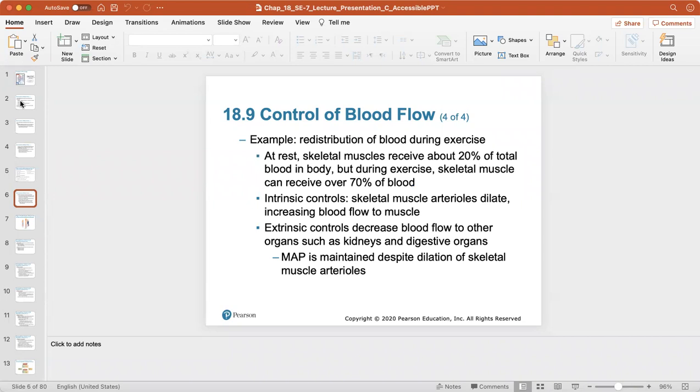So one example is the redistribution of blood during exercise. At rest, your skeletal muscles receive about 20% of total blood in the body, but during exercise, your skeletal muscles can receive over 70% of the blood. And that's because your muscles, when exercising, need blood because they need the oxygen to contract to create ATP. With intrinsic controls, the skeletal muscle arterioles will dilate, increasing blood flow to the muscle itself, and extrinsic controls decrease blood flow to other organs like your kidneys and GI tract organs to try to push blood toward your skeletal system.